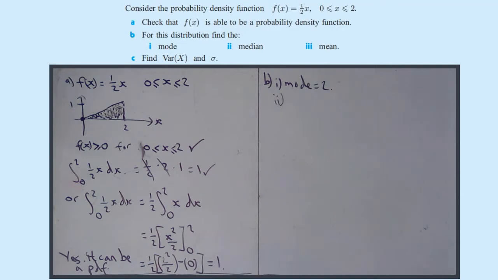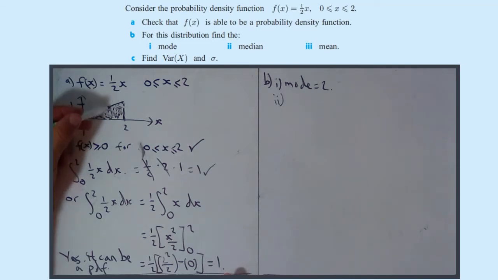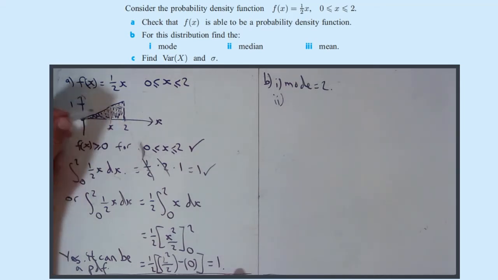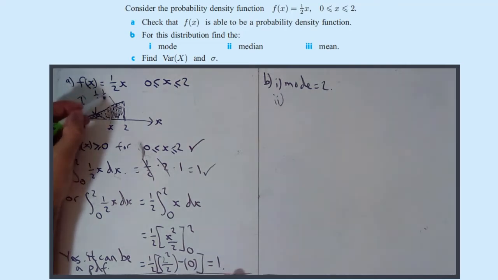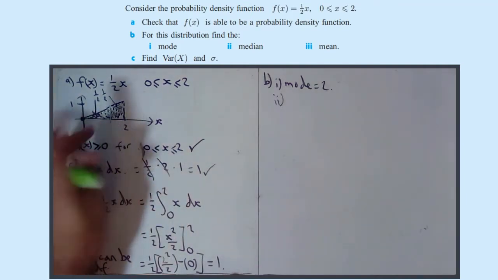B2, find the median. Now the median, remember, means the middle value. For a continuous variable, it's the value such that half the values are above it and half are below it. So we need to split this, and this is about area. We need to find the value of x, probably somewhere up here, such that these areas are both equal, and they must each be a half, because we know that the whole area is 1. So we need to find the value of x, and I think they call it m, m for median.